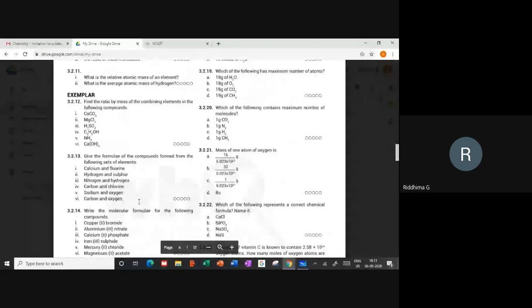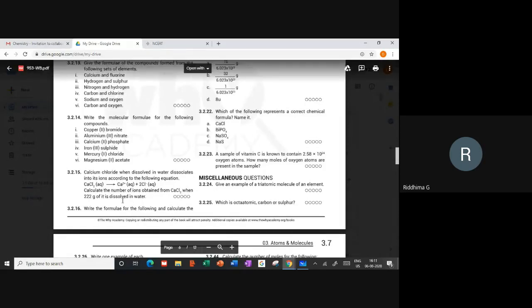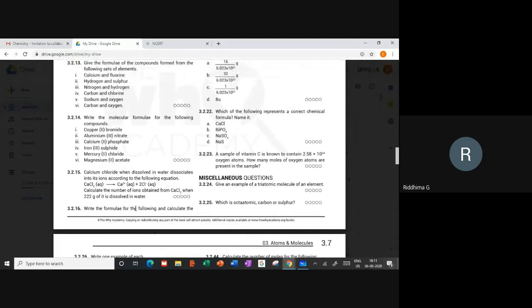Okay, they want to give you the formula. Nice. Calcium chloride, when dissolved in water, dissociates into its ions. This is the 15th question: calculate the number of ions. They have given you the equation. Basically, it dissociates. They are asking you to calculate the number of ions obtained from CaCl2 when 222 grams of it is dissolved in water.